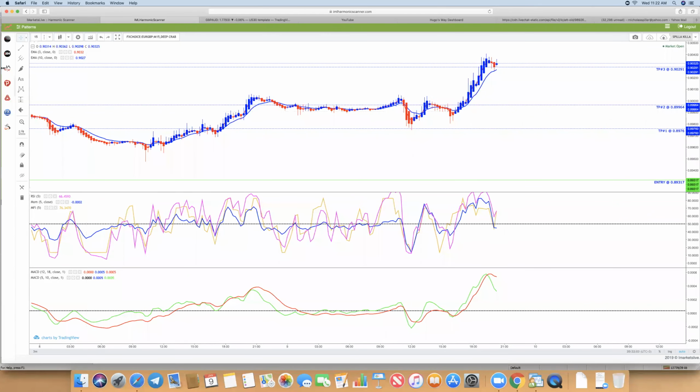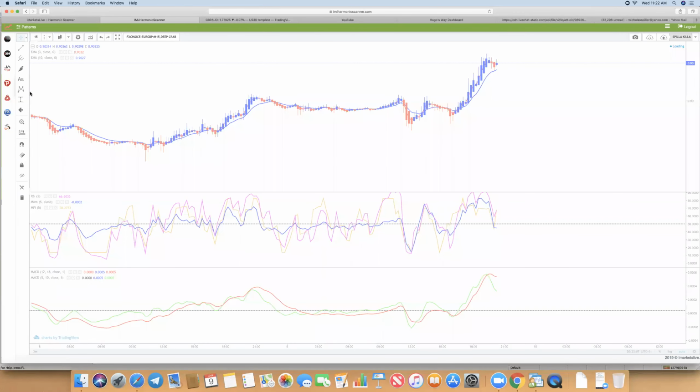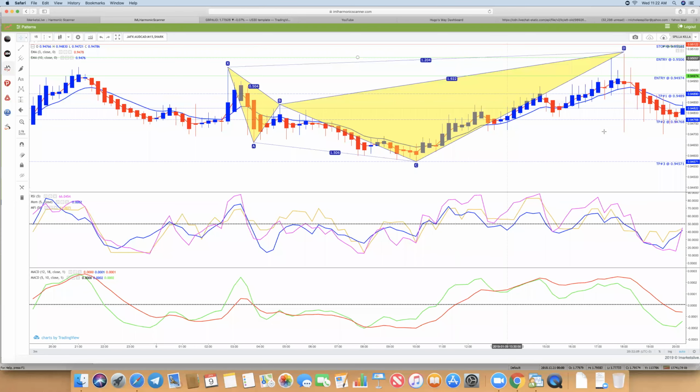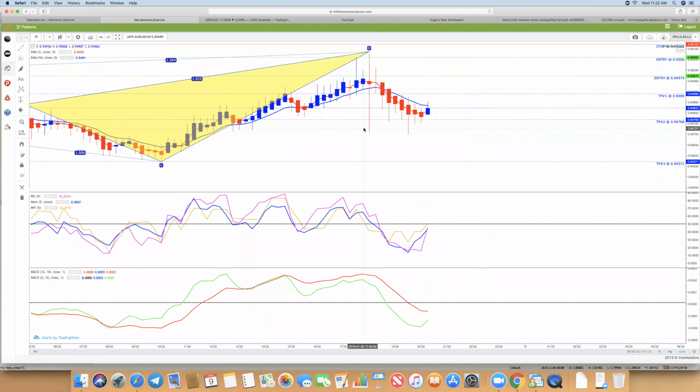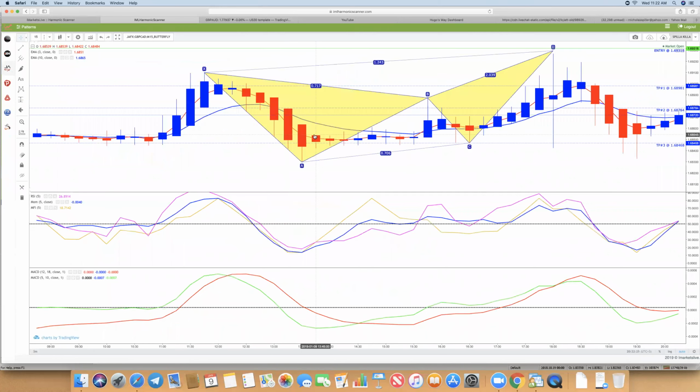Not one. I haven't found one trade I would have lost on, because I'm applying all the rules to support and resistance.